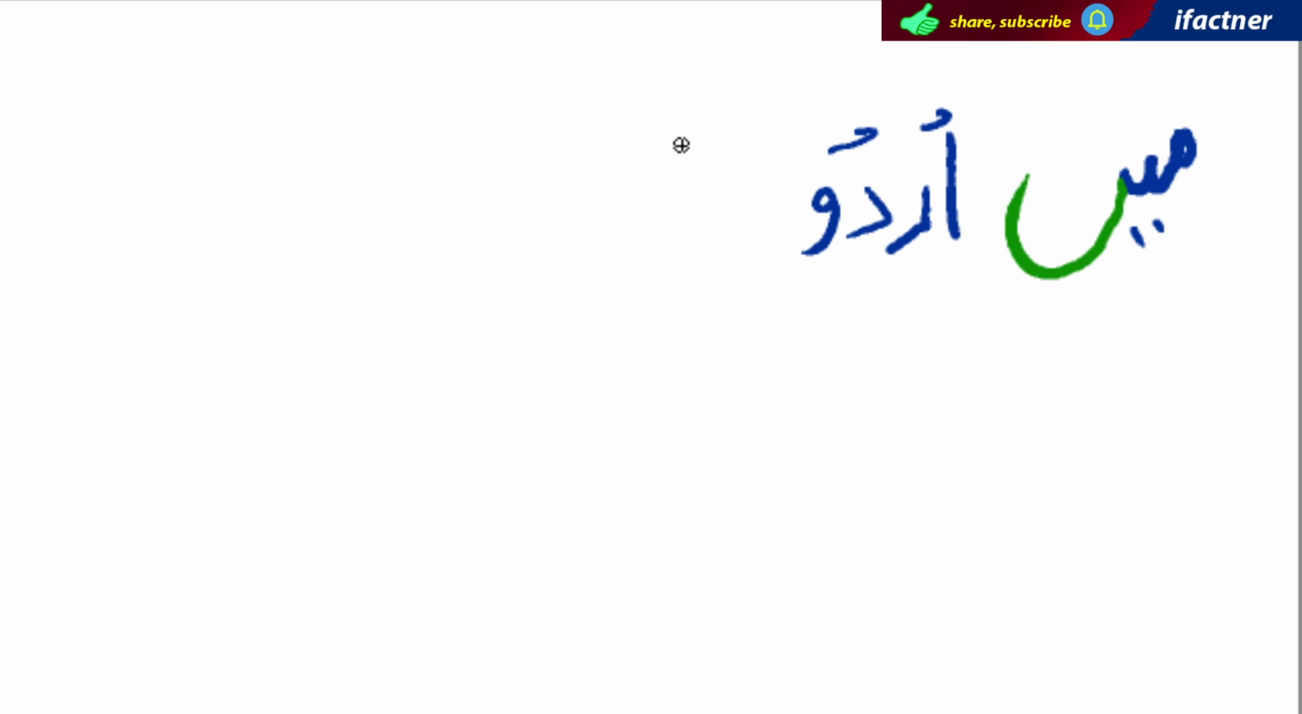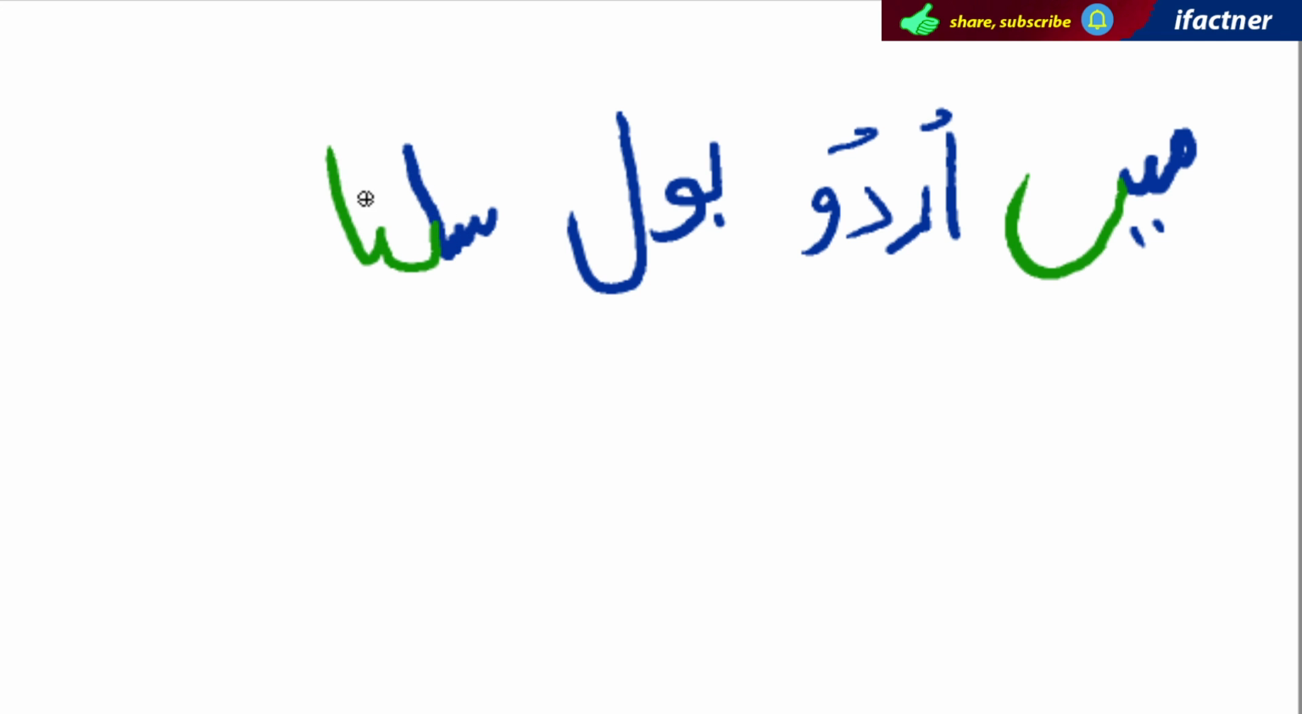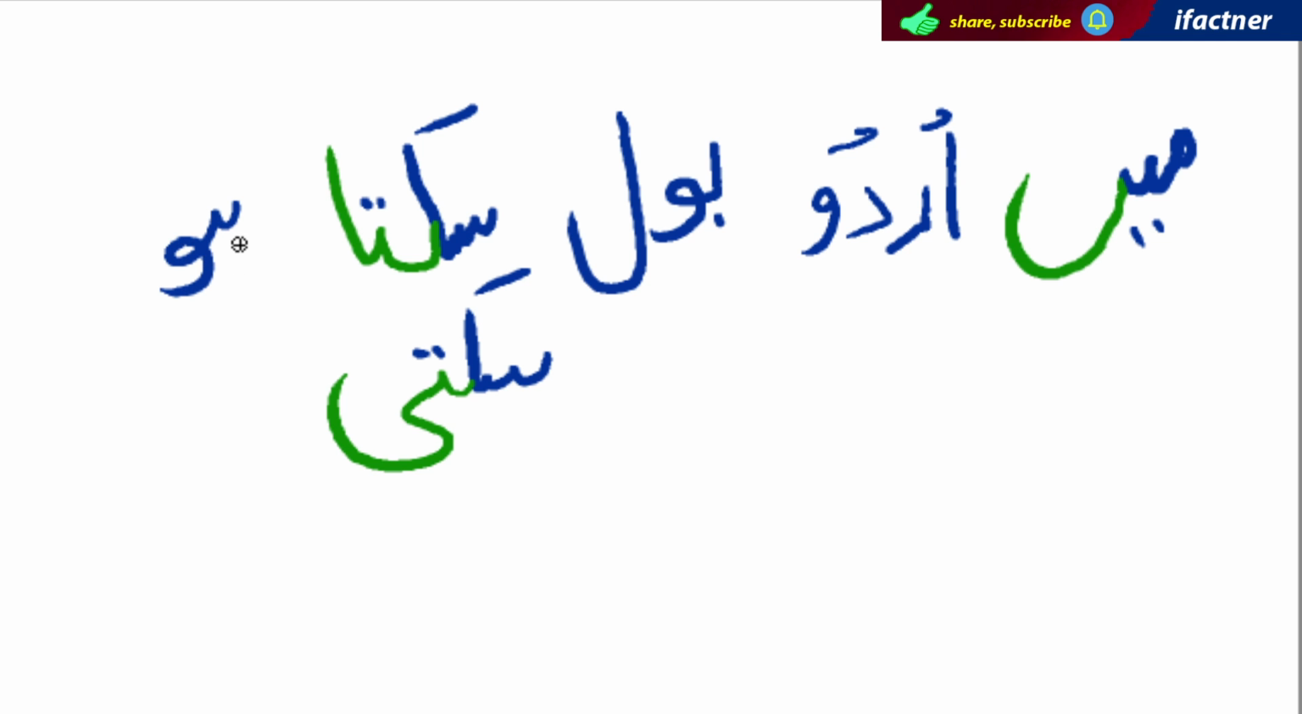मैं Urdu, and then we have to write bol. Be, wow, lam. Bol sakta. Sin, kaf, te, alif, ta. Sakta. Or for female, sakti. Sin, kaf, te, choti ye. Sakti हूँ. मैं उर्दू बोल सकता हूँ.